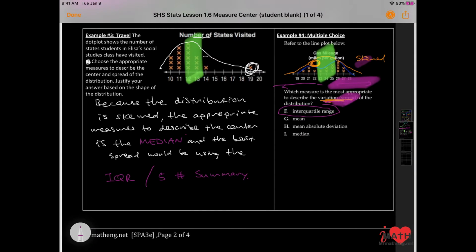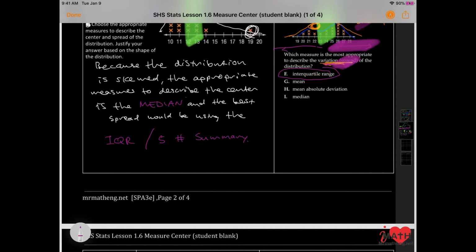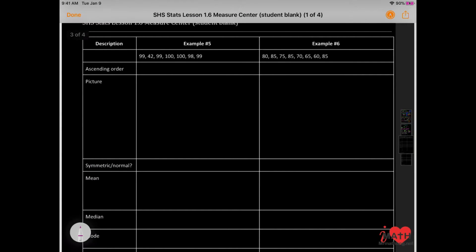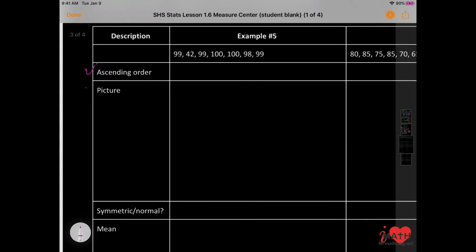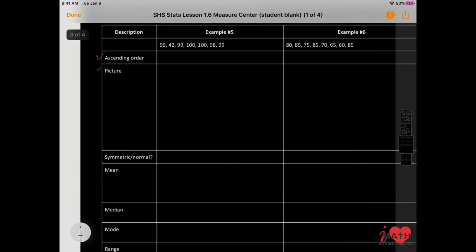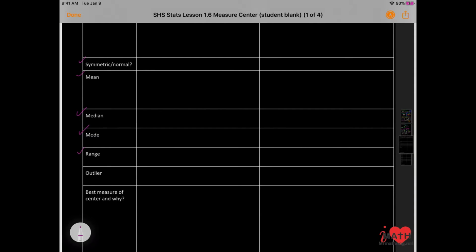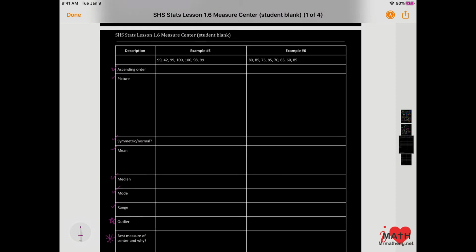Let's go on to some more examples. All right, page 3. Let's get after these examples. What are some things that you should be able to do here? Can you put those in ascending order? Yes, you can. The picture might be new to you, but you're basically just drawing a dot plot. Symmetrical, we just reviewed it. Yes, mean, yes, median, mode. Range, we've talked about before. And then outlier, this one's a little bit new and ambiguous. And then this is today's lesson, right? So let's try this problem.